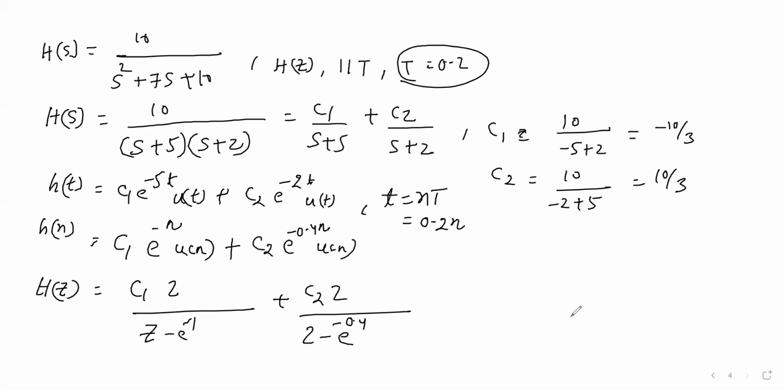Just put in the values of C1, C2 and do the simplification. I am not doing the simplification; how to do it is very easy. Multiply this by this plus this by this, then multiply the denominators, and do the simplification part. Clear? Yes or not?